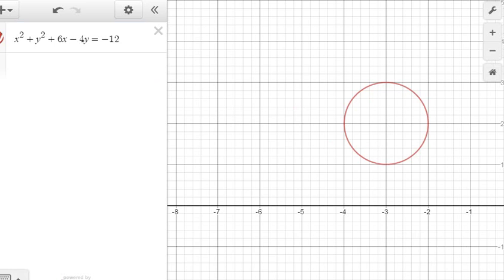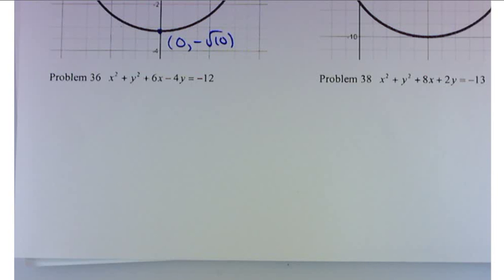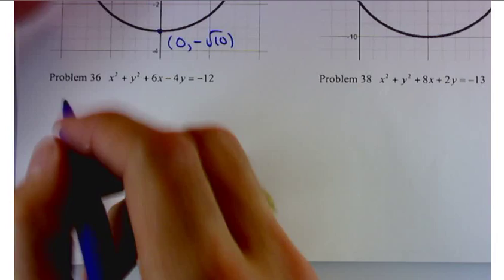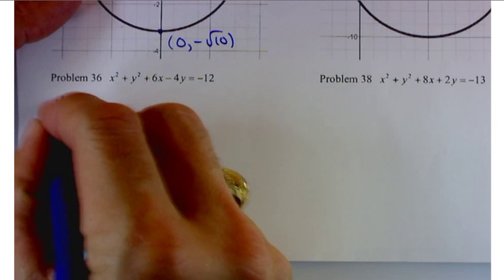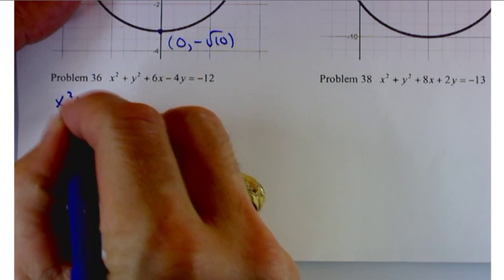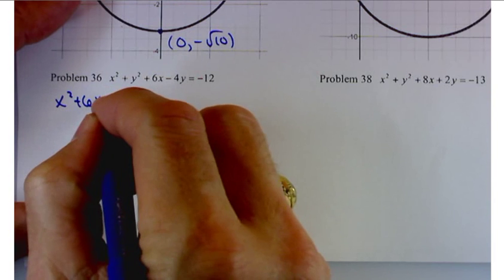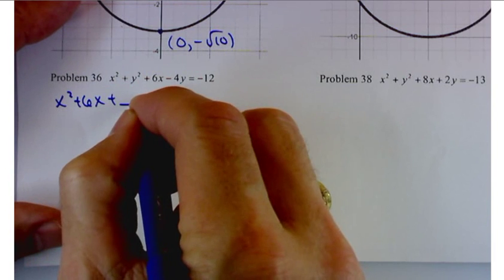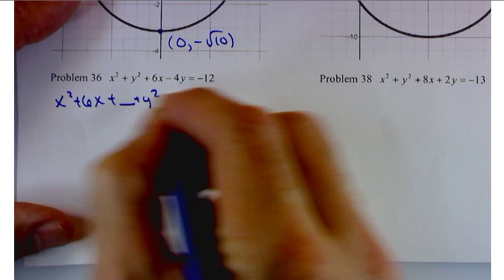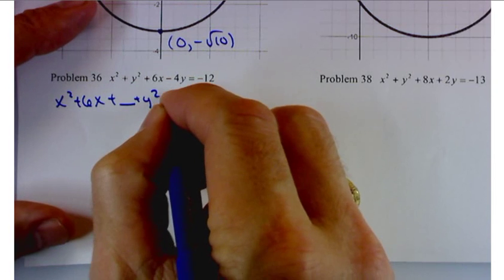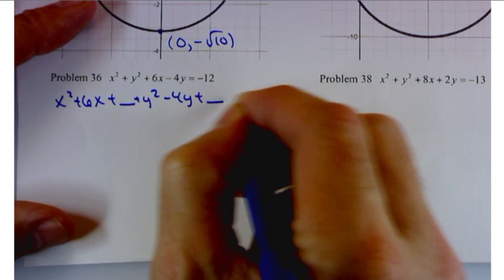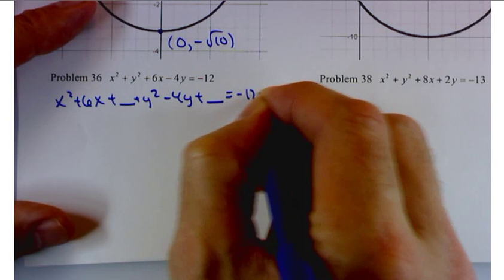But let's see if we can't figure that out in another way. You're not going to have access to decimals on the final exam. Sorry. So what else can we do? What you have to do is you have to complete the square. So let's do that. X squared plus 6x plus something, plus y squared minus 4y plus something equals negative 12 plus something plus something.